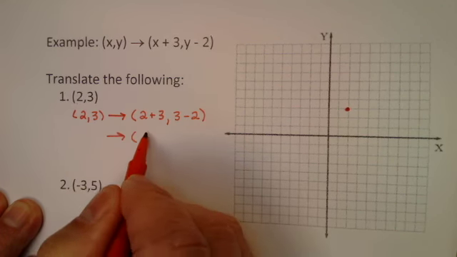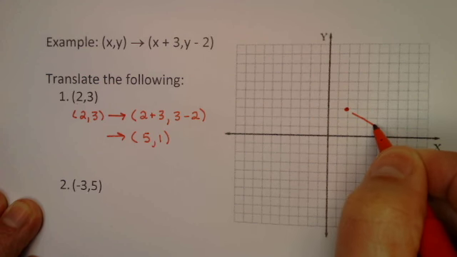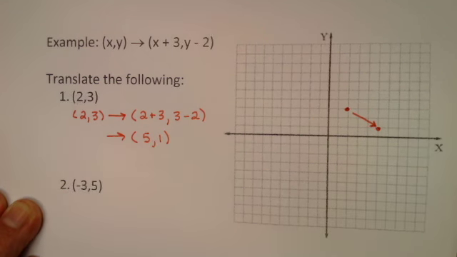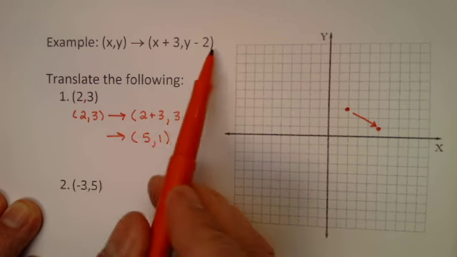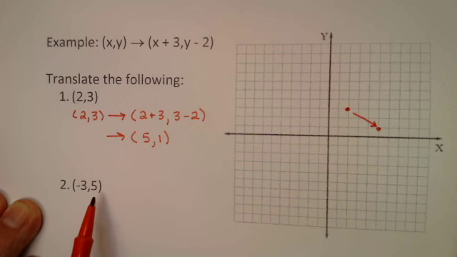My new point is going to be (5, 1). I plot this point. That means I go over 5: 1, 2, 3, 4, 5, up 1. That means this point has been moved from there to there using those instructions. I can use these instructions again for a different point. These are the instructions on how I'm going to move this point right here.